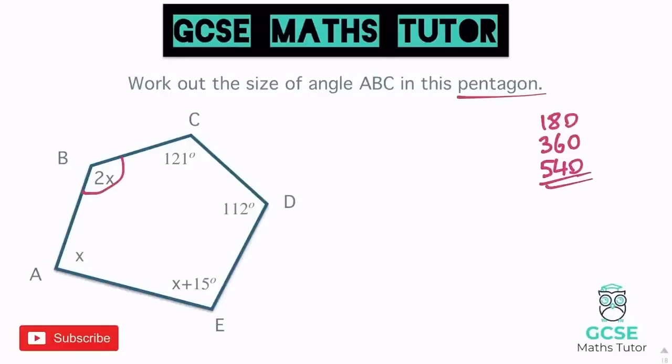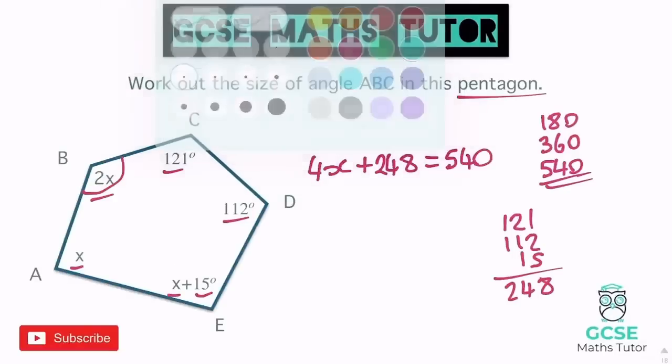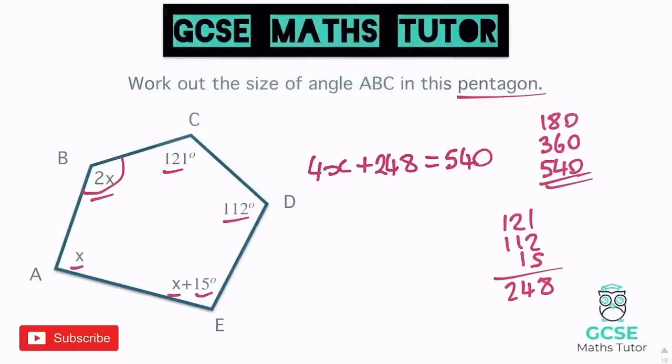Now if we add them all up, again, like we did before, we've got 2x, plus another one is 3x, plus another one is 4x. So we have 4x's, plus all these numbers. So we have 121, 112 and 15. And if we add those all up, we get 248. So plus 248 has to equal 540 degrees this time. And there's our equation made because we know all these angles have to add up to 540.